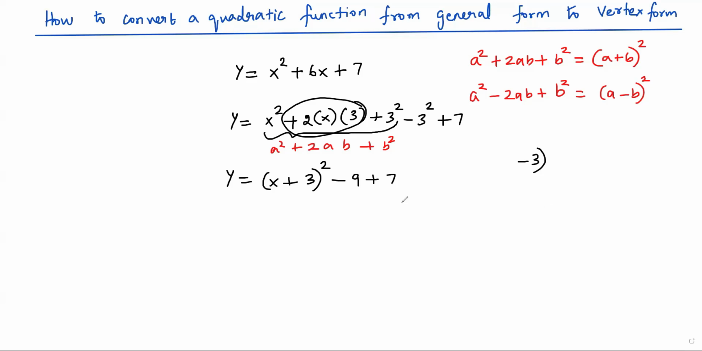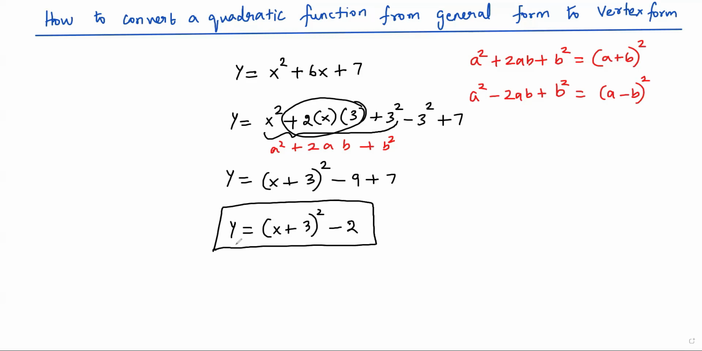Okay, now let's simplify this. So y equals x positive 3 the whole square. When I combine negative 9 and positive 7, I'll be getting negative 2. So the vertex or standard form of the given quadratic function is y equals x positive 3 the whole square negative 2. Okay, let's look at another example.